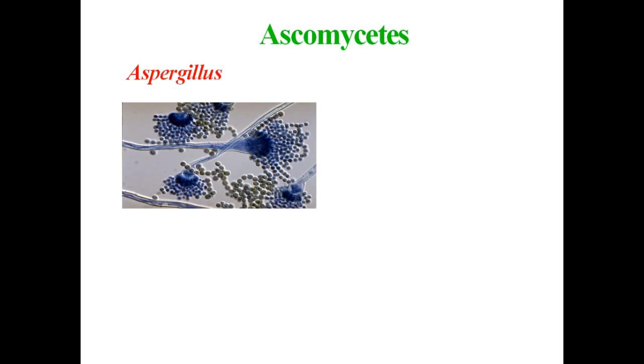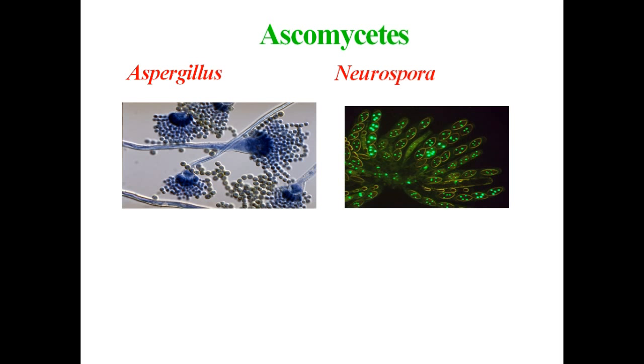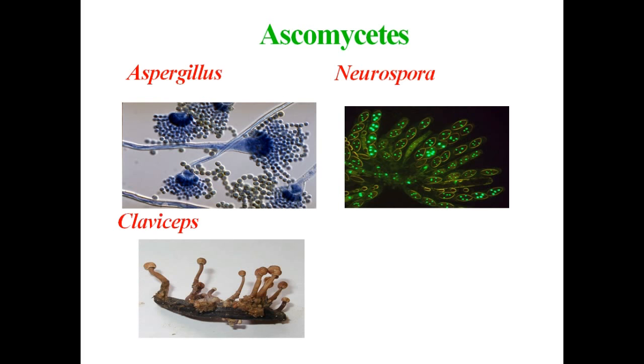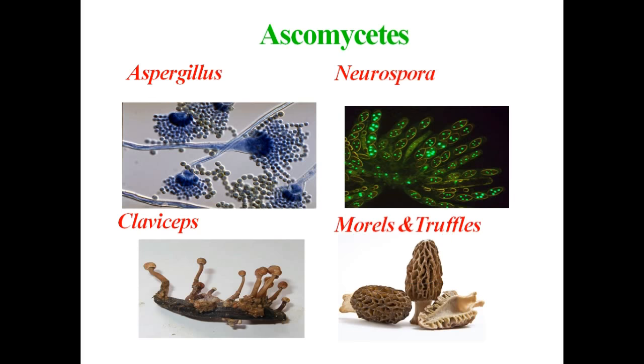Some examples of these Ascomycetes: the first one is Aspergillus, next one is Neurospora. This Neurospora is used extensively in biochemical and genetical work. Another example is Claviceps. And the next one is Morchella; morels are edible and are considered for food. Here, important to remember is Neurospora. This Neurospora is used extensively in biochemical and genetic work, and morels are used as food.